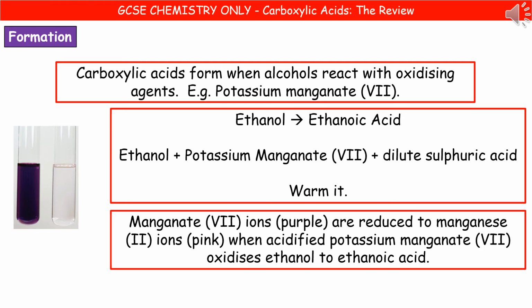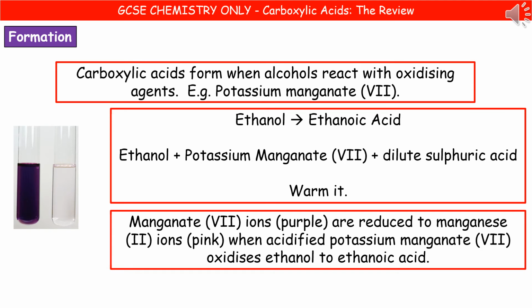As we've already mentioned, if we've got an alcohol and we oxidize it, then we make a carboxylic acid. The way we oxidize our alcohol is by reacting it with an oxidizing agent like potassium manganate(VII). So we'd start off with ethanol and we'd end up forming ethanoic acid, for example. The way we'd actually do this reaction is we take our ethanol, we take our oxidizing agent of potassium manganate(VII), and we add a bit of dilute sulfuric acid. When you warm it, what we're actually doing is triggering this reaction.